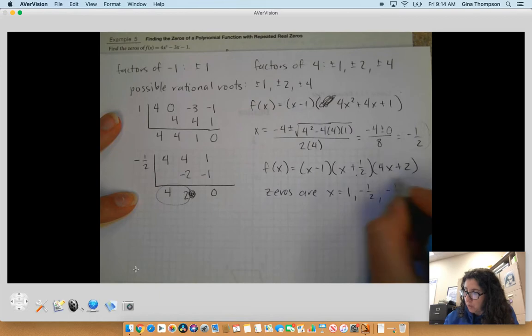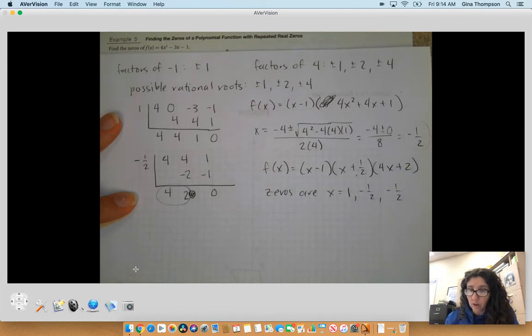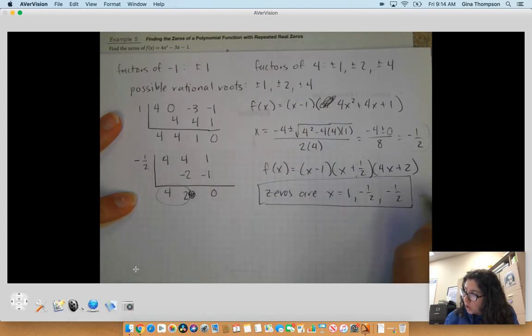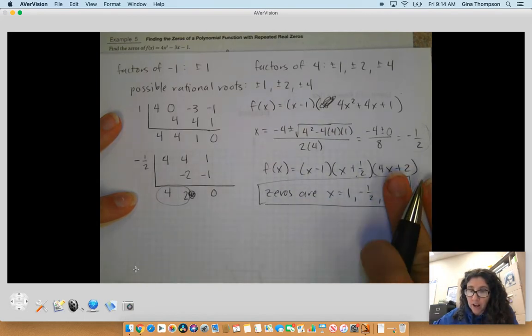We could set this term equal to 0 and solve. It would give us negative 1/2. So we could write it like this. We could just include one of the negative 1/2s, right? And say that that has multiplicity 2.